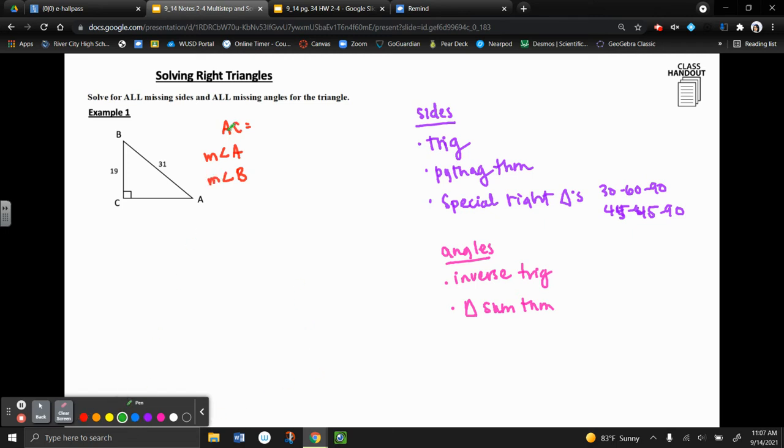Where I like to start is with the one thing that we're missing. Since we're only missing one side, I like to start with that. So we need to look, how can we solve for missing sides? I'm not going to be able to use trig because in order to use trig, you do need an angle, and the only angle we have is 90. So we're probably going to use Pythagorean theorem since it's clearly not a special right triangle. So using Pythagorean theorem, 19 squared plus x squared is equal to 31 squared.